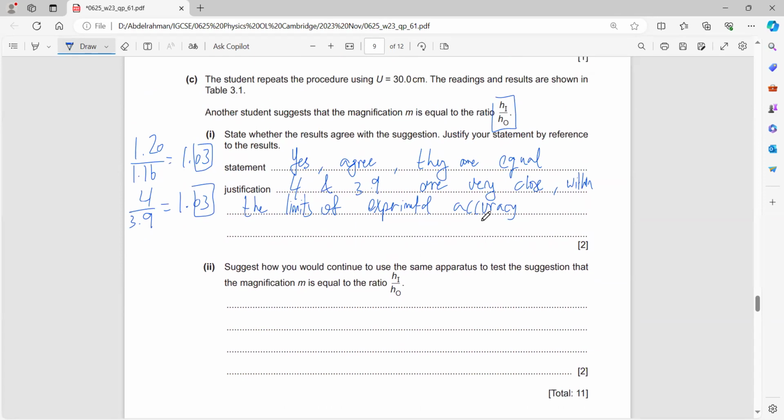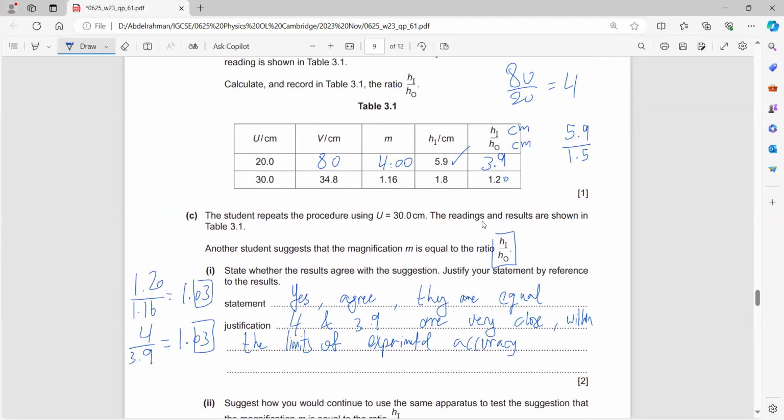Suggest how you would continue to use the same apparatus to test the suggestion that the magnification is equal to the ratio HI over H naught. Again, this question is repeated a lot in paper 6. Here he did only 2 experiments, U equal to 20 and U equal to 30. Is that enough for paper 6? Is that enough for an experiment? Definitely not. What should I do? I have to repeat the experiment.